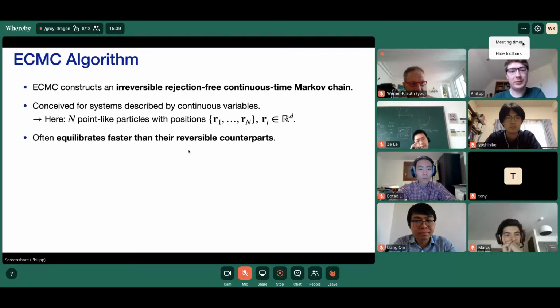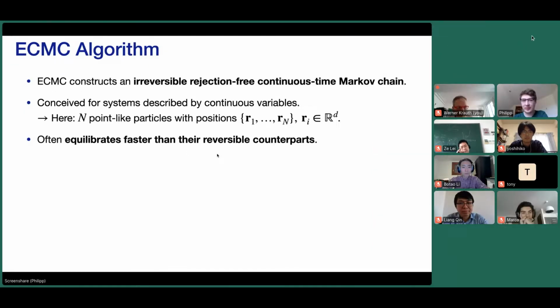It is conceived for systems described by continuous variables, and in this talk, I'm going to assume that we have n point-like particles, which are described by their positions, and we take the all-atom approach. So all interaction potentials are just a simple function of these positions. As far as I know, there is no generalization yet for discrete variables.